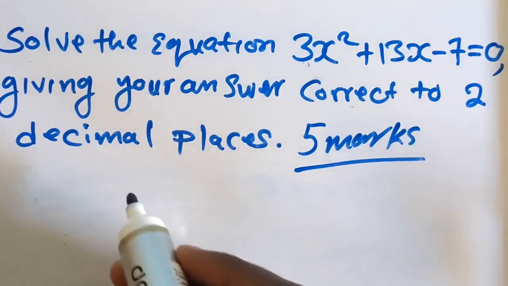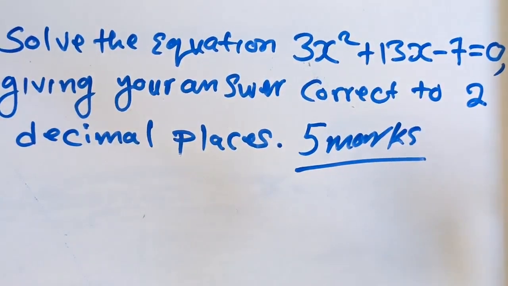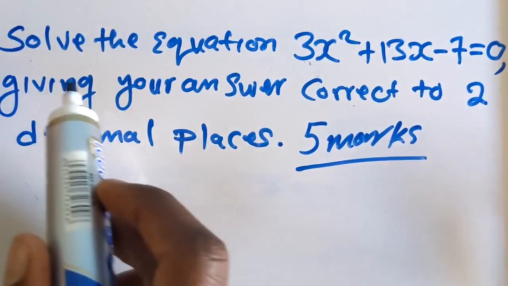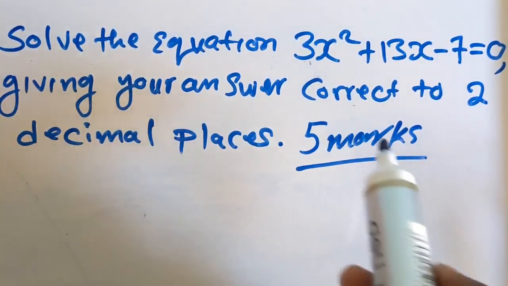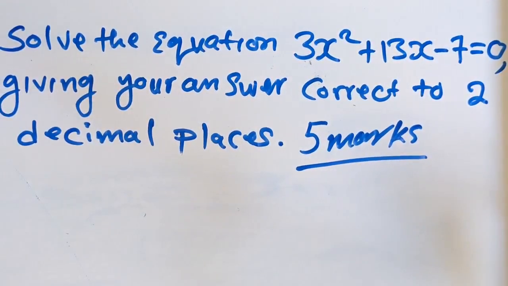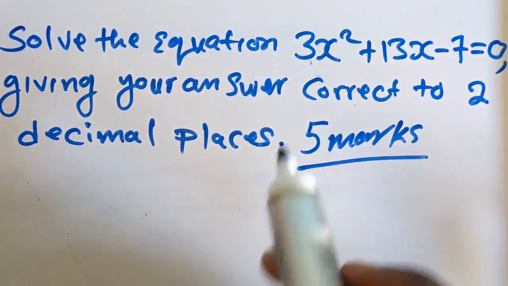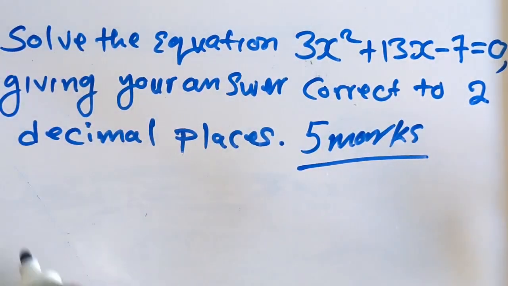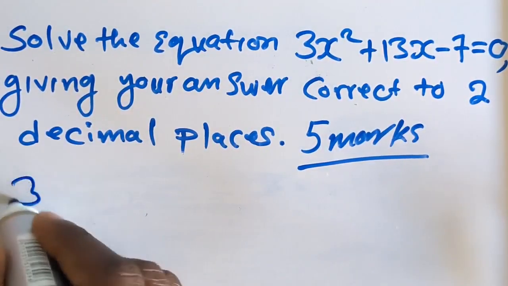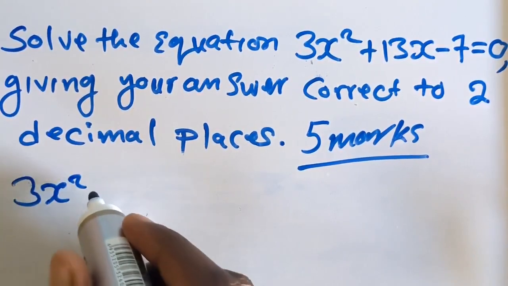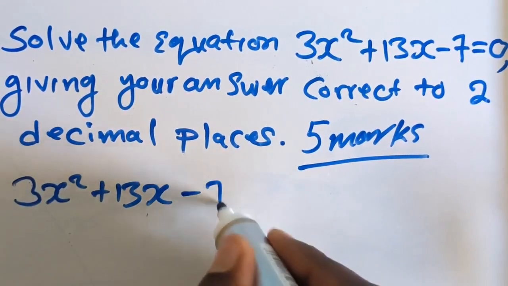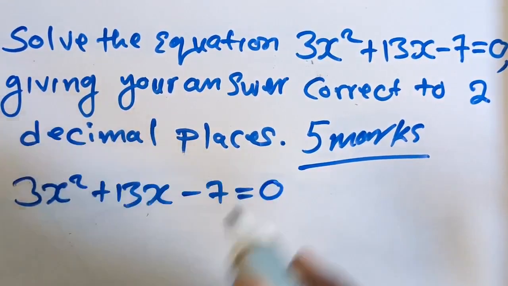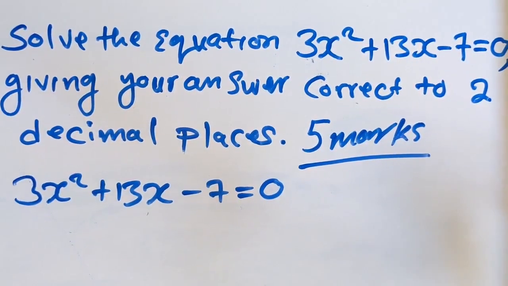So what we are going to do first: the question is saying solve the equation, giving your answer correct to 2 decimal places. So now, how do we go about it? The first thing that we're supposed to do is to copy the equation. So this is 3x squared plus 13x minus 7 equal to 0. So that is our equation.